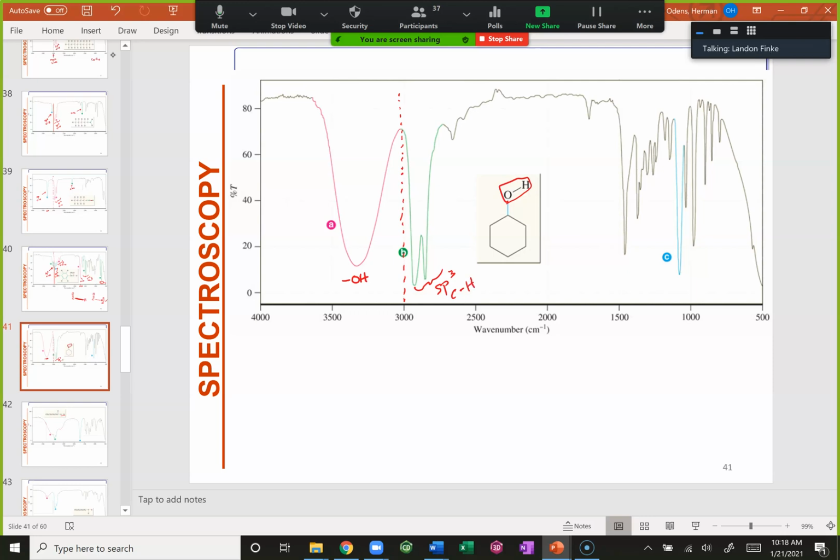Hey, Dr. Odens. Yes, sir. Landon, what's up? Is there a correlation between the number of peaks and the number of CH bonds? Sometimes, but most likely not. Check this out, for example, in here.